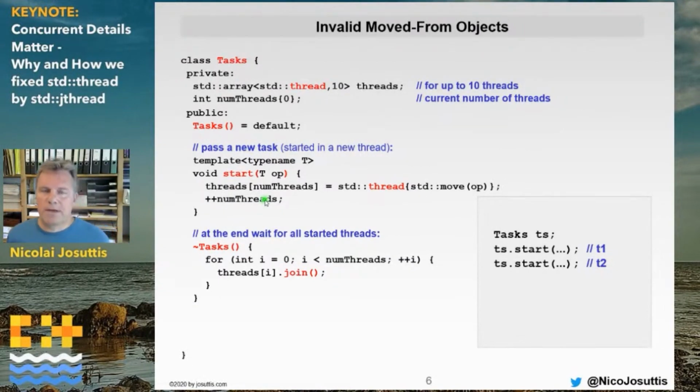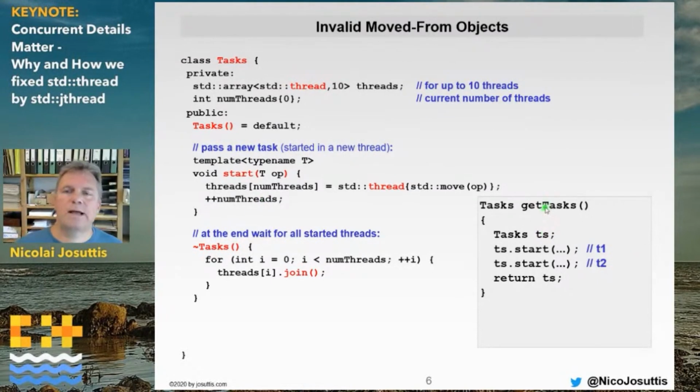Now, can we copy a task, or can we move a task? Well, we can't, because we have a destructor implemented, so move semantics is disabled by default. And so only copy semantics would be enabled, but copying tasks would require copying a thread, which is not allowed. So we couldn't do something like what I want to do on the right.